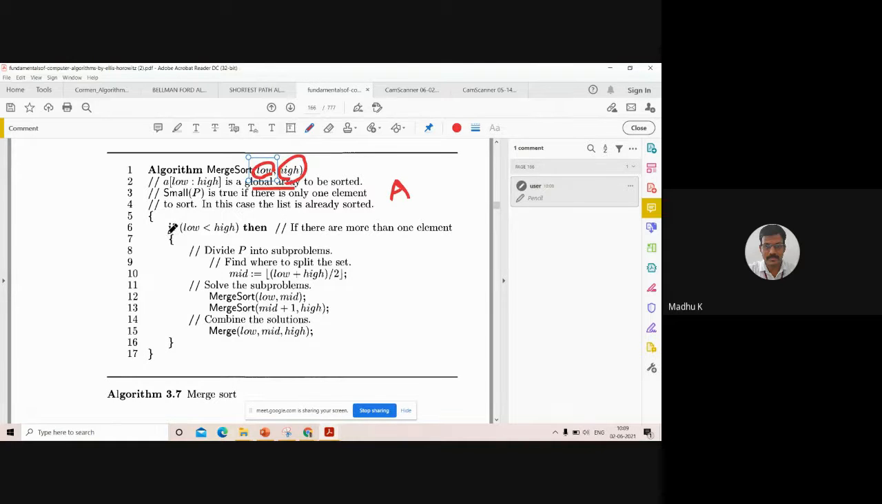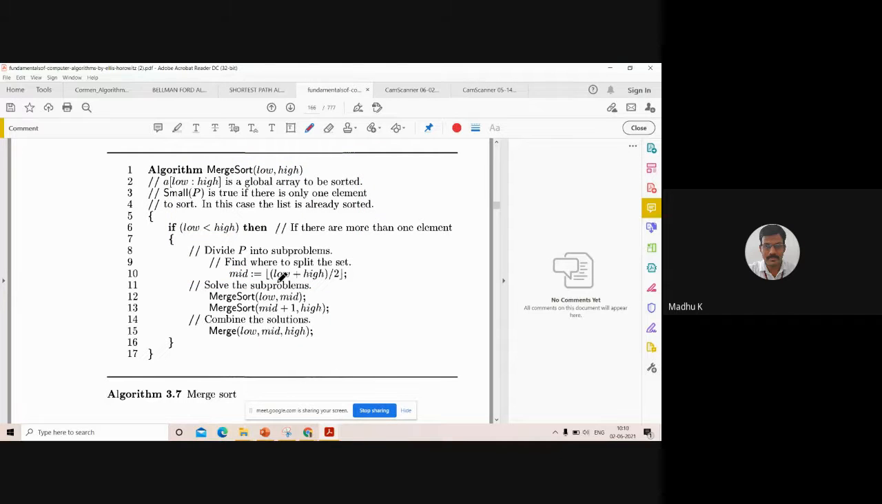This is the merge sort algorithm. First we will check if low is less than high. If low is less than high, then what will we do? We will divide. That is, we will calculate the mid value. Mid is equal to (low plus high) by 2. Here the floor function is used.